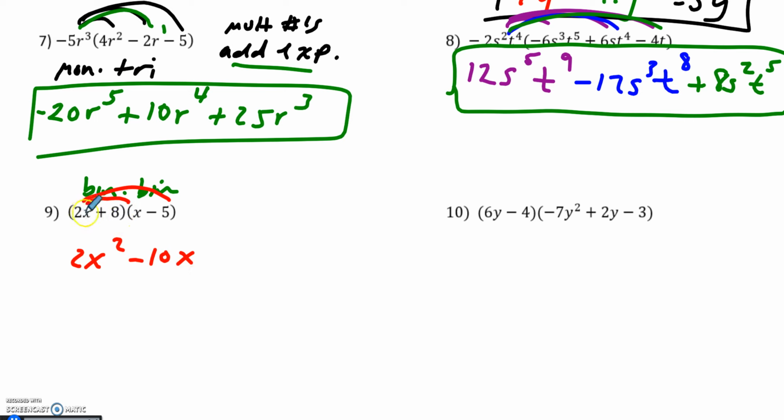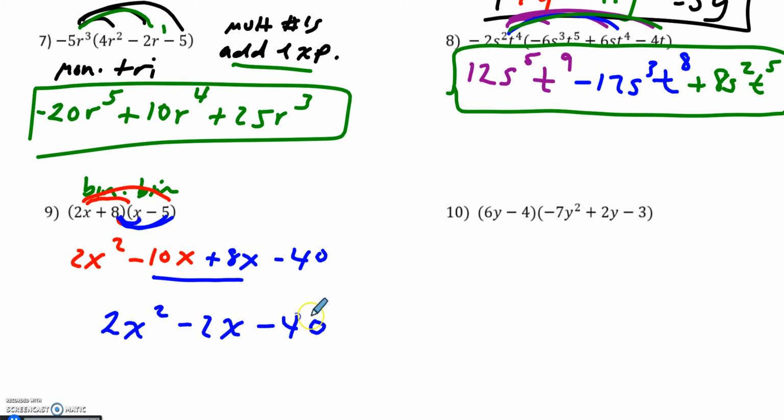Then I've distributed the 2x, so I move to the 8 and I distribute both of those. 8 times x is positive 8x. 8 times negative 5 is negative 40. I then scan to see if I have any like terms, and I do, here in the middle. So my final answer would be a trinomial, 2x squared minus 2x minus 40.